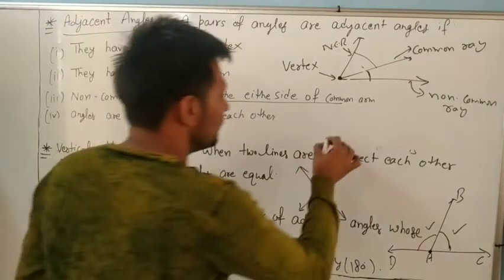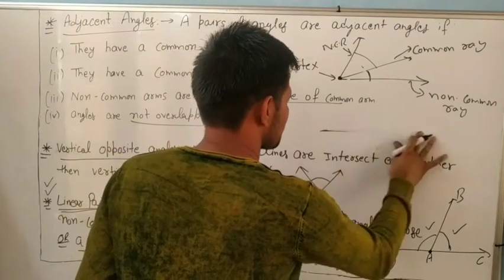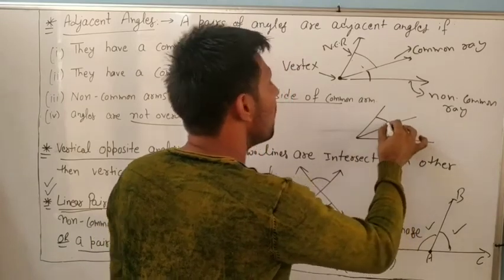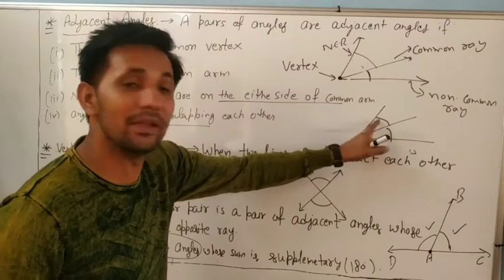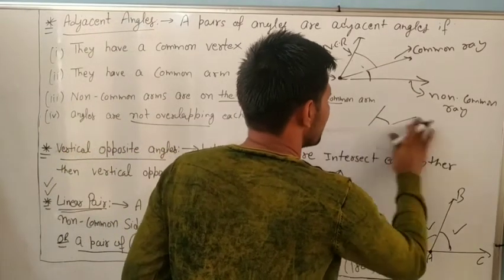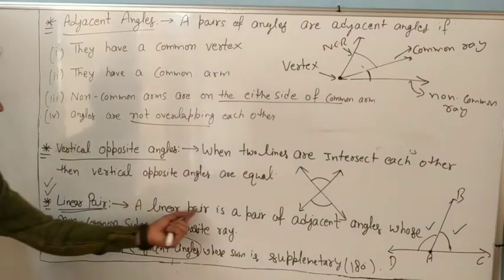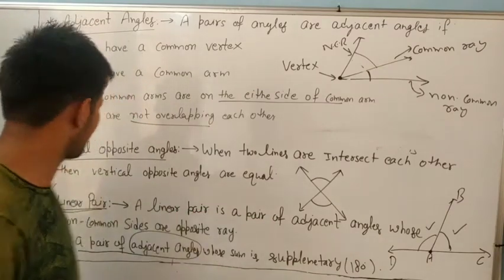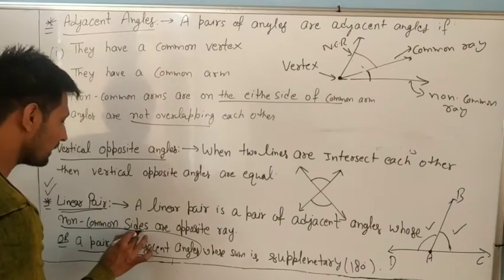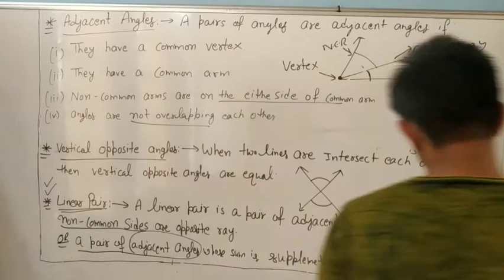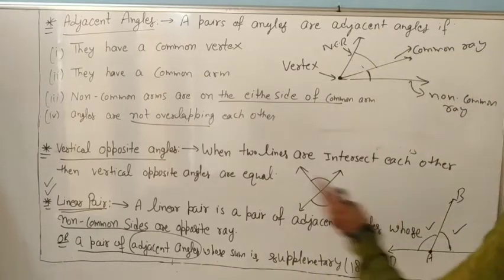If I ask you whether these are a linear pair, this one and this one, are these a linear pair? No. They are adjacent but the sum is not 180 here. Always remember. Otherwise, you can say that a linear pair is a pair of adjacent angles whose non-common sides are opposite to each other. Yes, non-common arms AD and AC are opposite to each other.